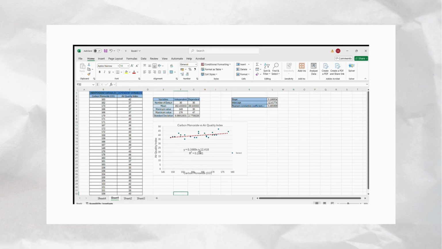Then the equation is y equals 0.1669x plus 12.1, with R squared 0.2361. For this, I got it from this chart.